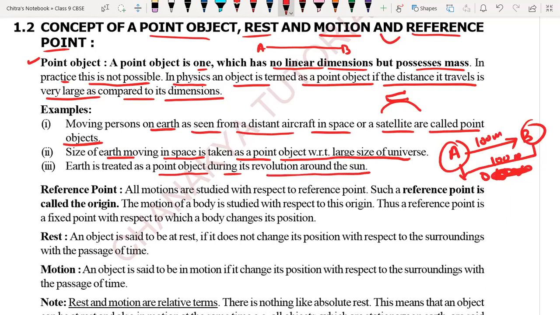Whenever we are going to understand the revolution of Earth around the sun, suppose here we have the sun and Earth is revolving around the sun, so it takes time as well as a traveling distance. Suppose it takes one complete year, meaning 365 days and 6 hours, to complete one revolution. So in this case, the Earth is considered a point object. Understood everyone? What is a point object?